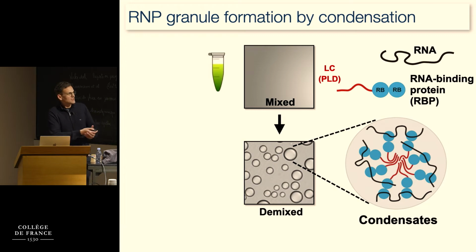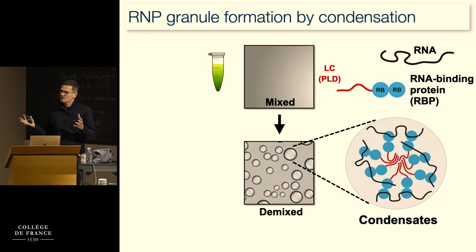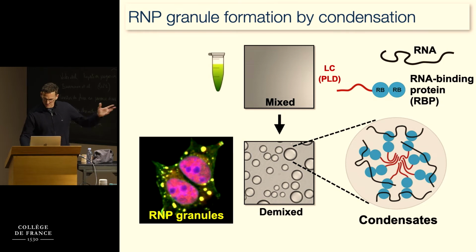But the important thing now is that, of course, these condensates come about because of interactions. There are protein-protein interactions, RNA-protein interactions, and also RNA-RNA interactions. So a whole network of interactions forms, and that underlies the formation of these liquid-like dynamic structures. And now we think this is the principle of how these RNP granules form.